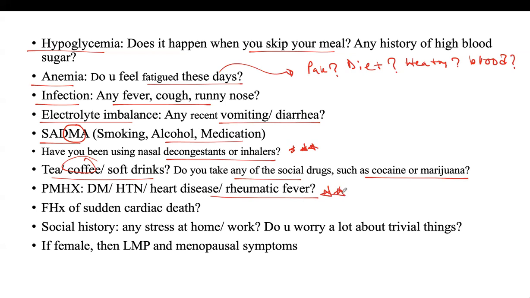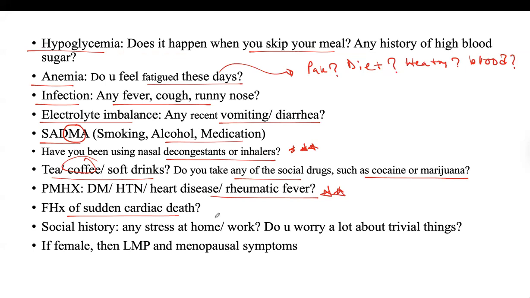So high blood sugar, high blood pressure, and any other heart disease, especially any history of rheumatic fever or rheumatic heart disease. Any family history of sudden death due to any heart-related cause? If yes, at which age did this patient die?